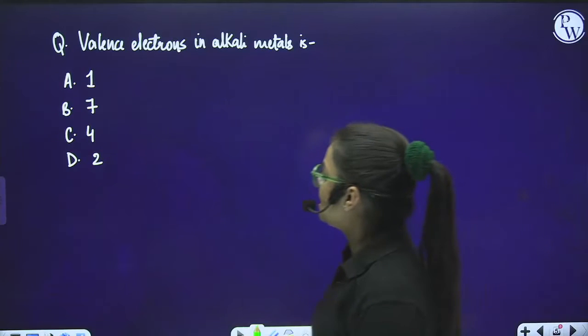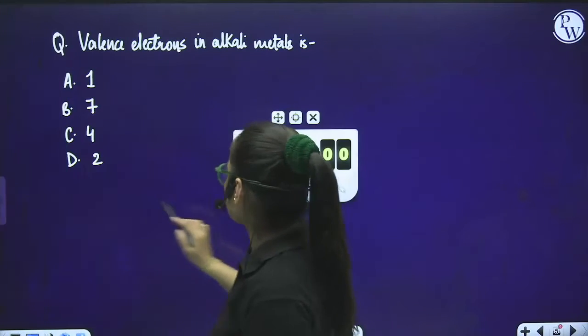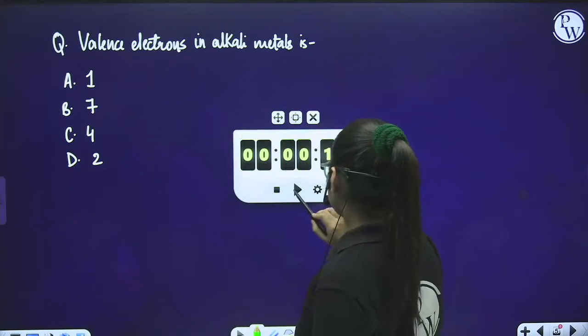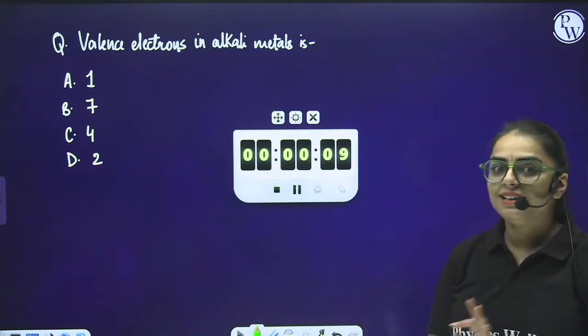Valence electrons in the alkali metals is how much? I feel only 10 seconds for this question. Only 10 seconds.